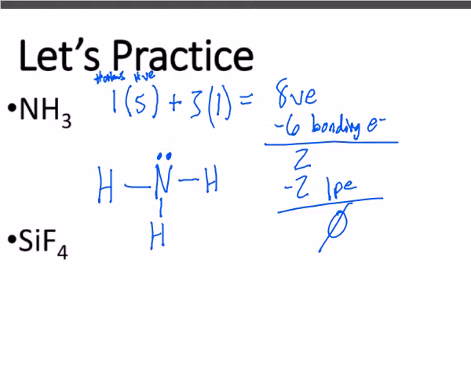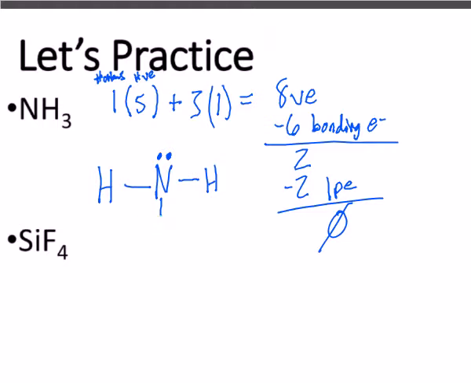Okay? It's that step process. Figure out the number of valence electrons you have first. Draw a skeletal structure using single bonds to start with. Then add lone pairs with any extras that you may have till they get to 8. Let's do another example here together. SiF4, silicon tetrafluoride. What's my first step?